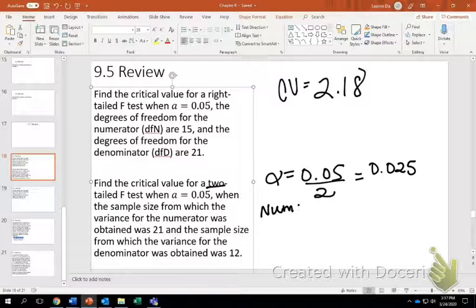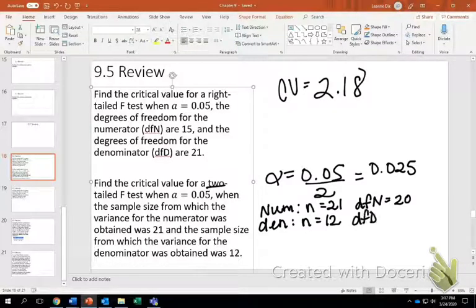The other thing is we have information about the numerator. It says the numerator had a sample size, that's n, of 21, and the denominator had a sample size of 12. Well, that's our sample size, but not our degrees of freedom. So remember, our degrees of freedom is going to be n minus 1, so that'll be 20 here. And our degrees of freedom for the denominator is going to be 12 minus 1, which is 11. All right, so now I can go to my screen, and my degrees of freedom of the numerator is 20, the denominator is 11.